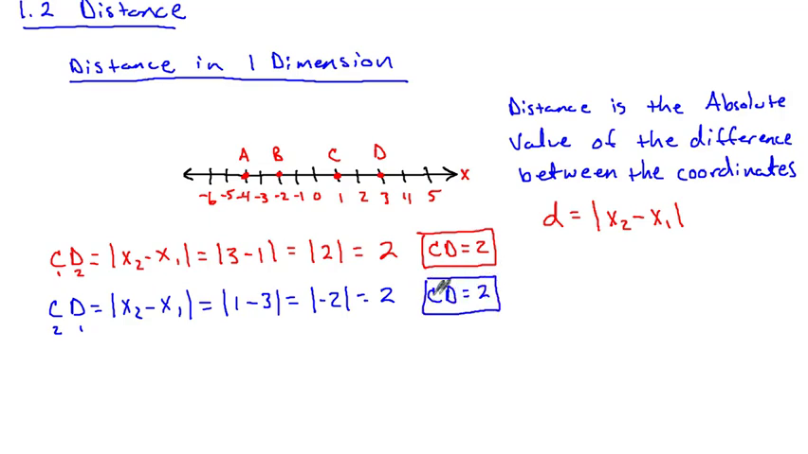So don't stress too much about which one is the right one. Just pick one, make that one 2, and make the other one 1, and go with it. You won't have any problems. So that's how we do distance in one dimension.